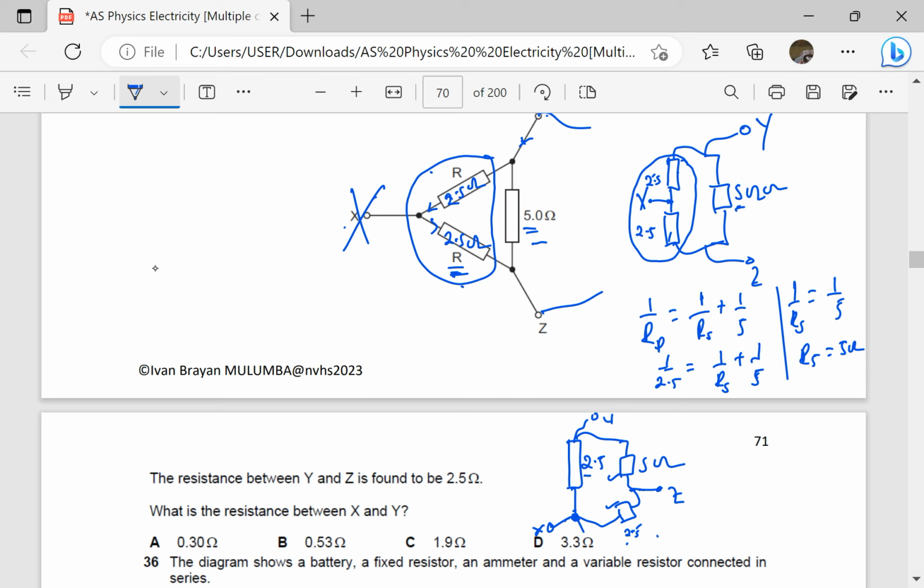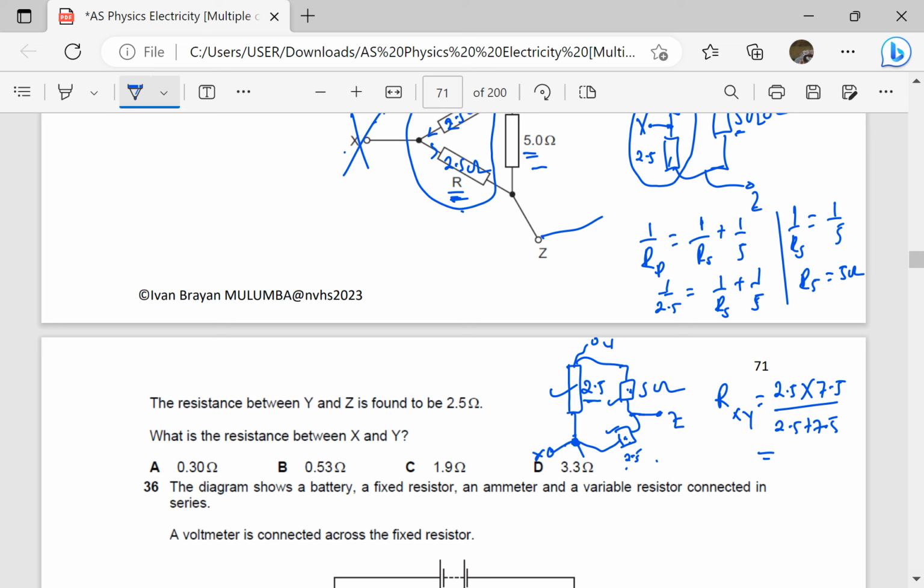Then the resultant is in parallel with 2.5. So for the total resistance, we are going to consider a parallel combination. So resistance between X and Y is going to be 2.5 times 7.5 divided by 2.5 plus 7.5. I'm just using product over sum for resistors in parallel. I'm saying these two are in series. When you combine them, they give you 7.5, which is in parallel with the 2.5. So note that very carefully.